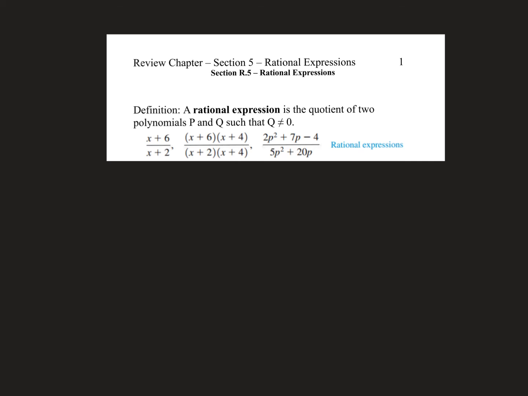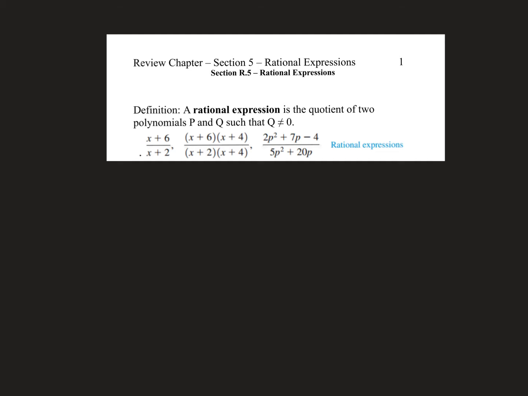Okay, everyone, we're still looking at the review chapter, and now we're in section 5 talking about rational expressions. So, a rational expression is the quotient of two different polynomials, p and q, where q is not equal to 0, and that's just because we cannot divide by 0. So, we've been presented with some examples and different forms of polynomials made into fractions.